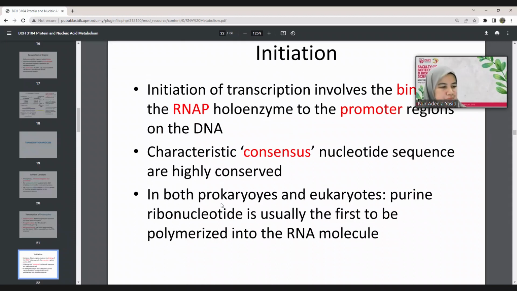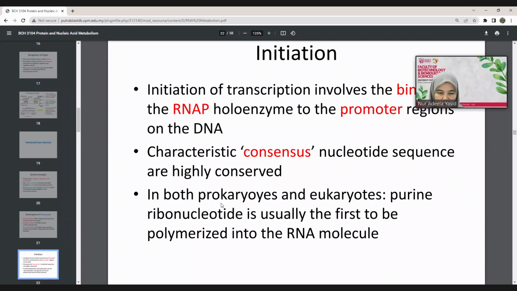Okay, so initiation involves the binding of RNA polymerase holoenzyme to the promoter regions on the DNA. If you still remember, what is a promoter? A promoter has a sequence in which the transcription machinery binds and initiates the transcription. Basically, the promoter exists upstream of the genes that it regulates.